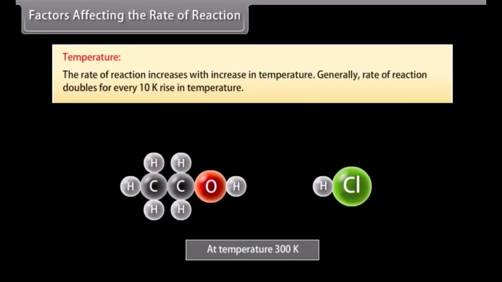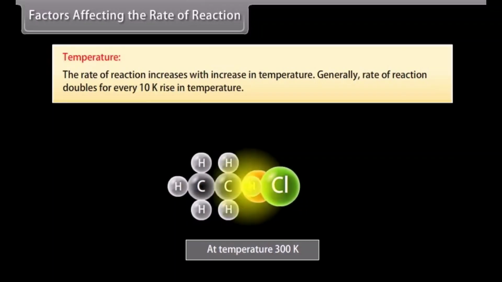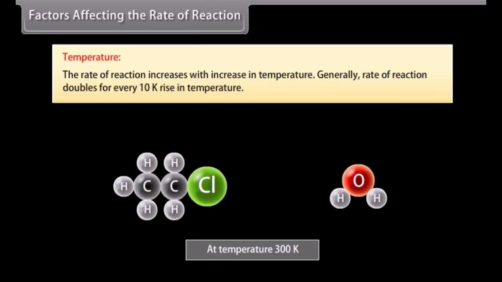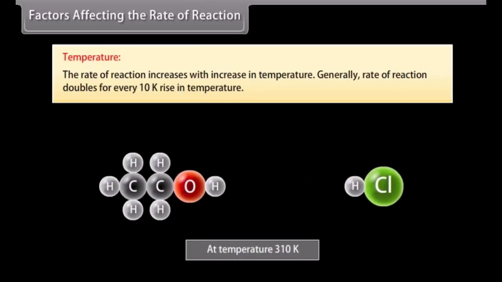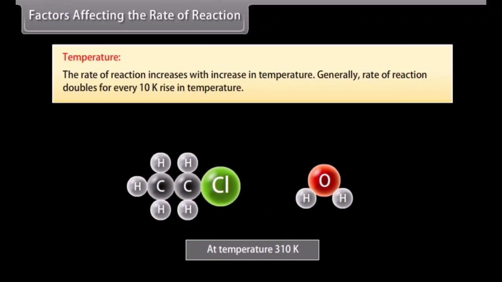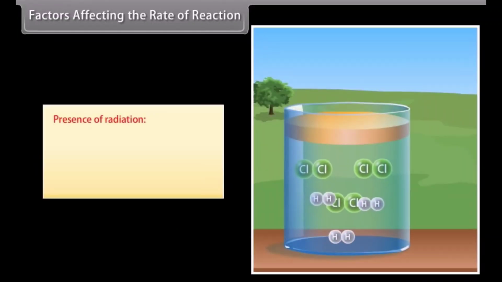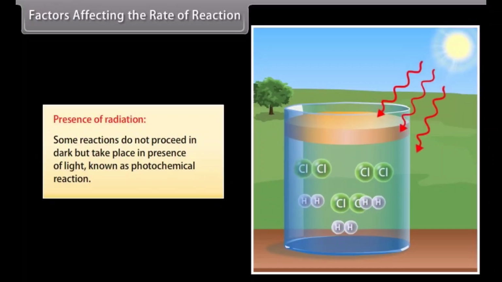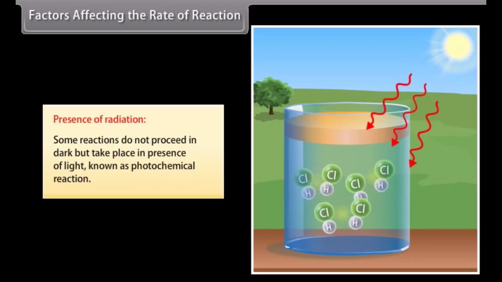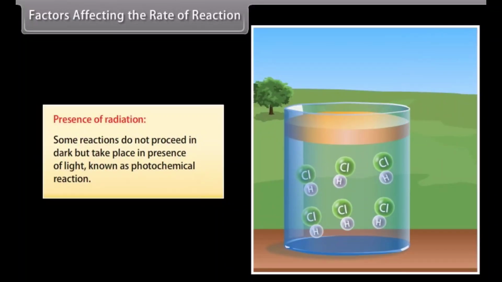Temperature. The rate of a reaction increases with an increase in temperature. Generally, the rate of a reaction doubles for every 10 Kelvin rise in temperature. Presence of radiation. Some reactions do not proceed in dark but take place in the presence of light, known as photochemical reactions.